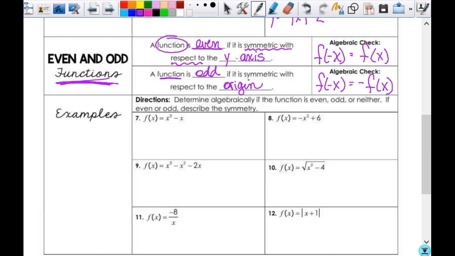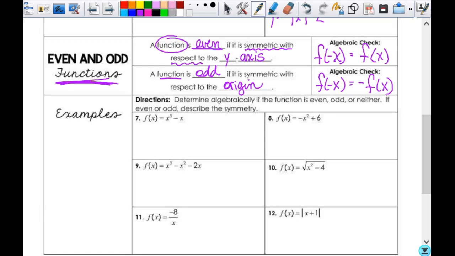If I get f of x, I'm good, it's even. If I get negative f of x, it's odd. If I don't get either one of them, then it's neither. Because again, it's not like I can separate every single function in the 2 categories. It doesn't work that way. Okay. So even or odd, this is our algebraic check.